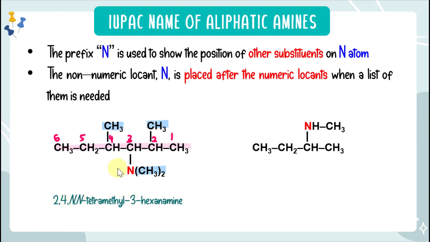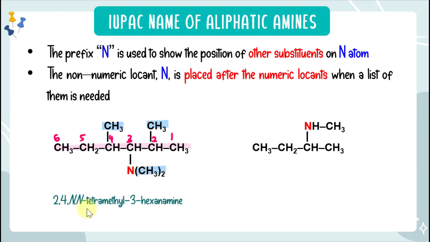2,4,N,N. Because the positions of the methyl groups are on the second, fourth, and nitrogen. We have two methyl groups on the nitrogen. Since this is an aliphatic amine, the non-numeric locant, which is N, is placed after the numeric locants. So we have 2,4 at the front, and then N,N because we have two methyl groups on the nitrogen atom.